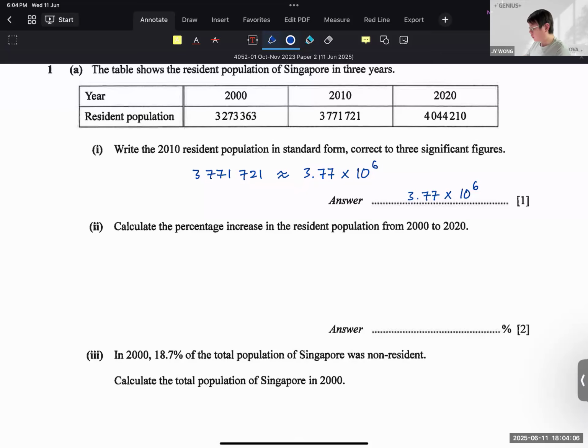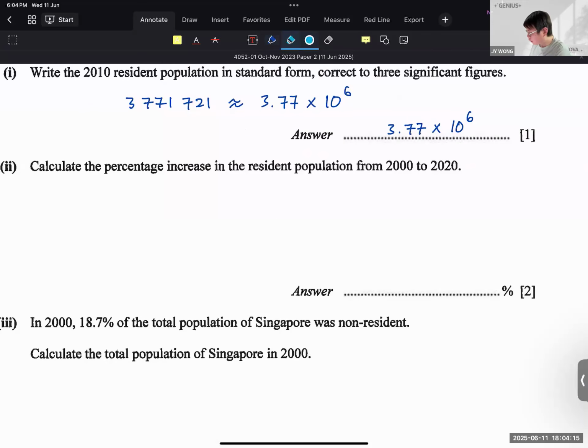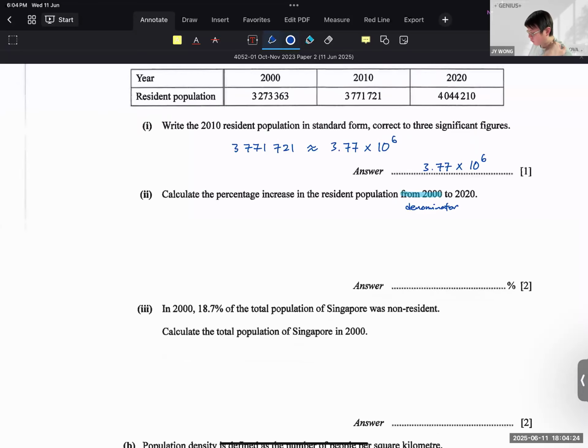Calculate the percentage increase in the resident population from the year 2000 to the year 2020. Basic primary school percentage increase, decrease. So you must know that if they tell you from this year, then this is your denominator, or this is your original. Okay? So your percentage increase. Common mistake that students forget, 2023, paper 2. Percentage increase must remember to find difference. So that's the common mistake that some students will make.